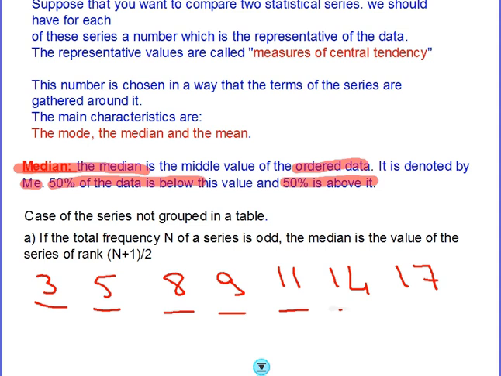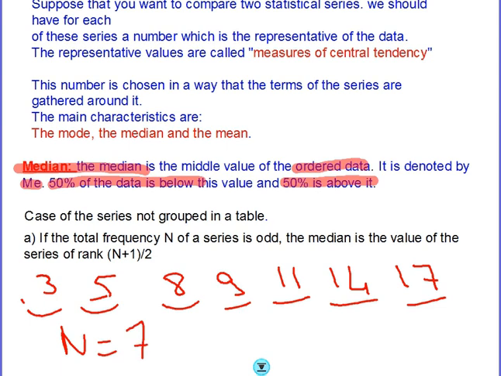How can we find the median value? First of all you look at the total frequency and check whether it is odd. Let's count how many data we have: 1, 2, 3, 4, 5, 6, 7. So N is 7, an odd number.